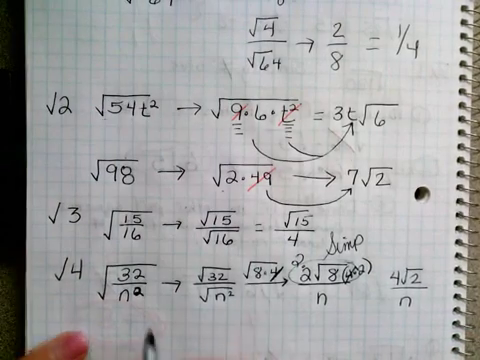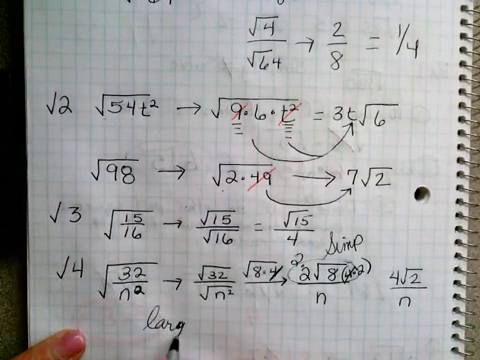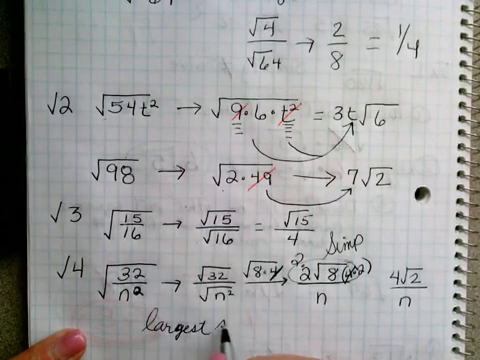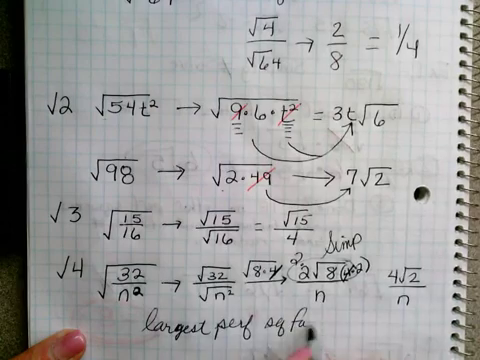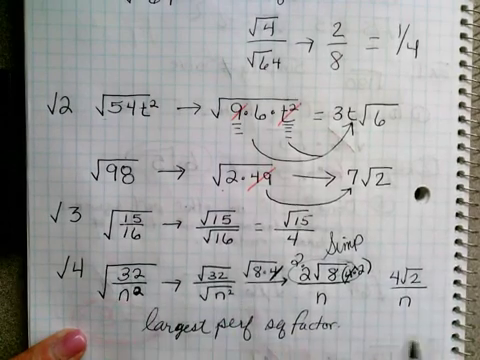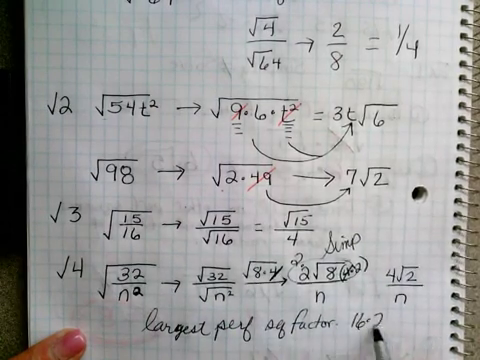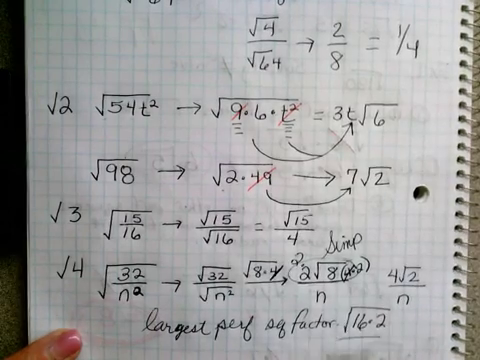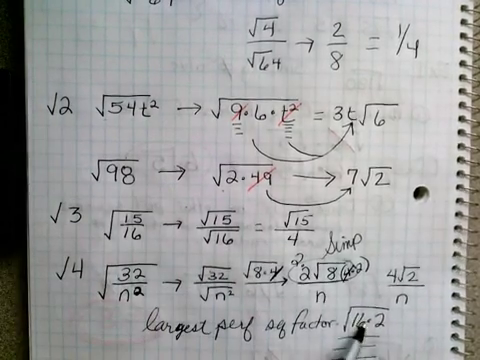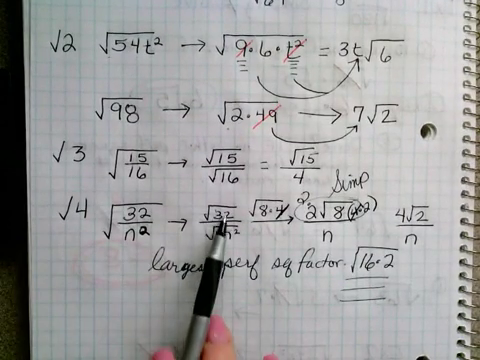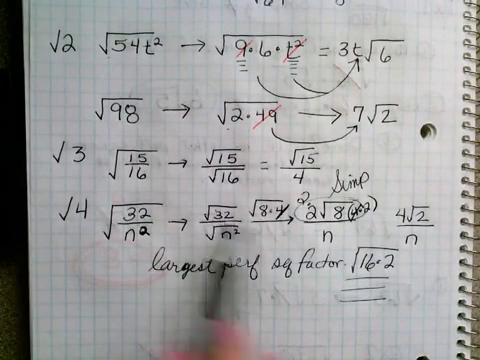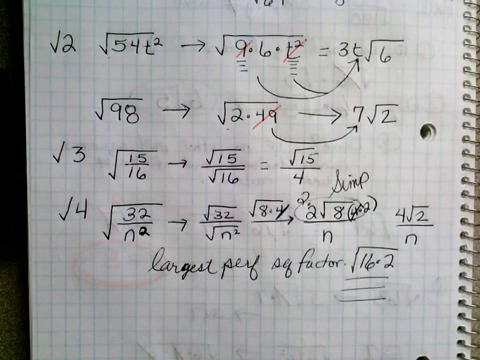That's why it's important to find the largest perfect square factor, which of 32 was 16 and 2. Then we would go on from here to here to here. The largest perfect square factor of 32 is 16.